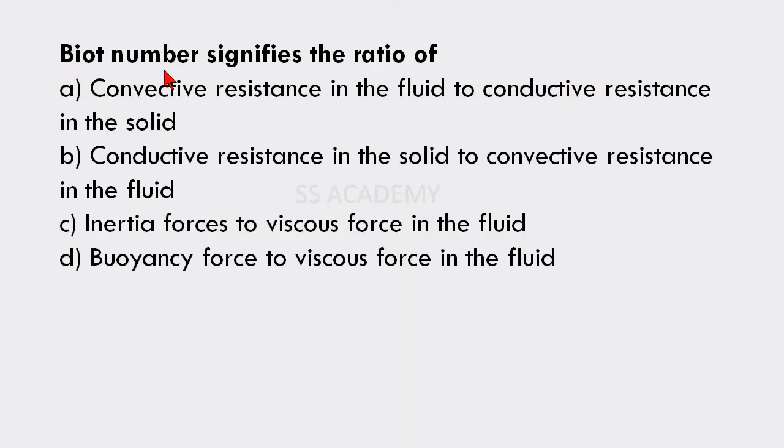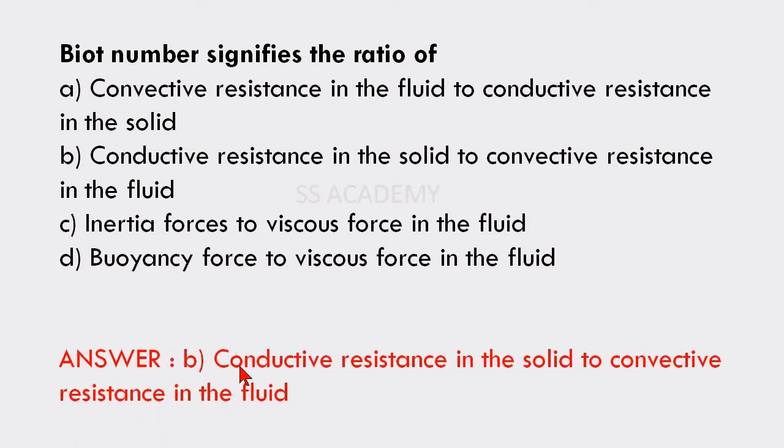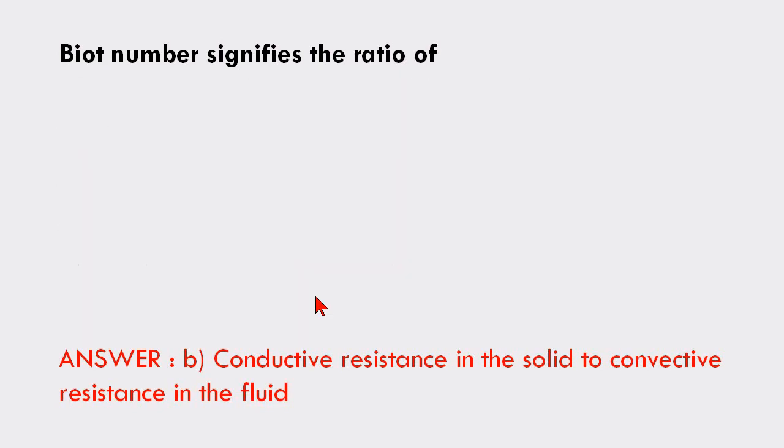Next question is, Biot number signifies the ratio of convective resistance in the fluid to conductive resistance in the solid, conductive resistance in the solid to convective resistance in the fluid, inertia forces to viscous forces in the fluid, buoyancy force to the viscous forces in the fluid. The answer is option B, conductive resistance in the solid to convective resistance in the fluid. Biot number signifies the ratio of conductive resistance in the solid to convective resistance in the fluid.